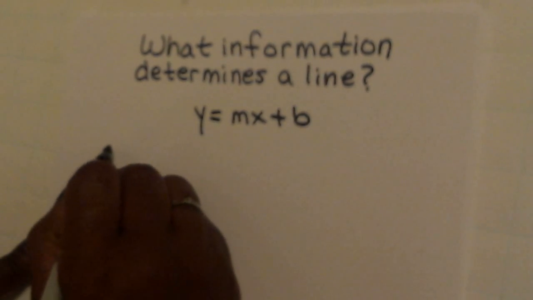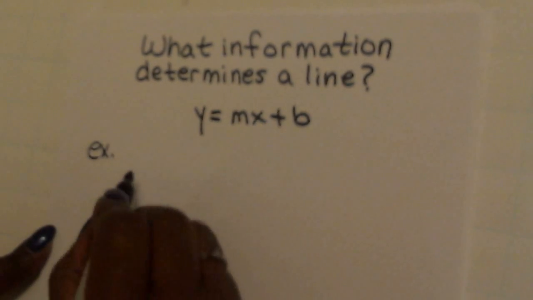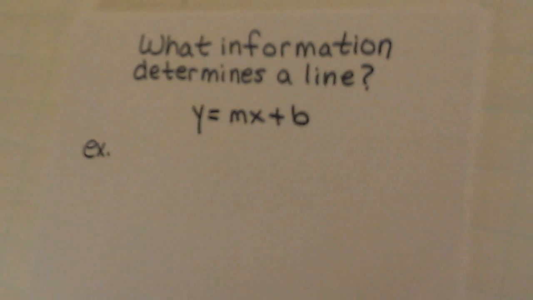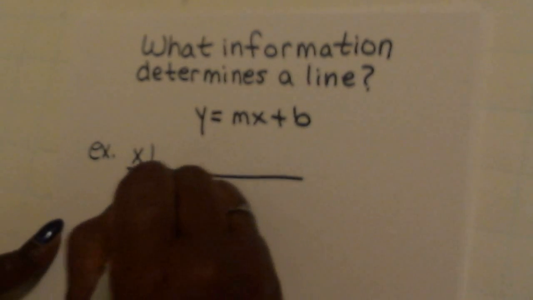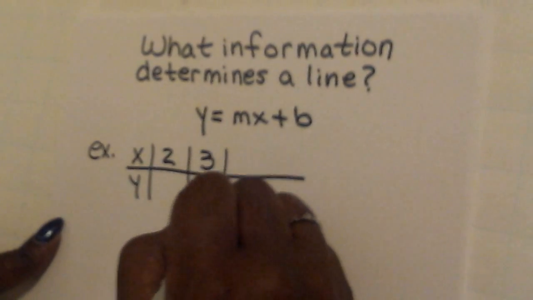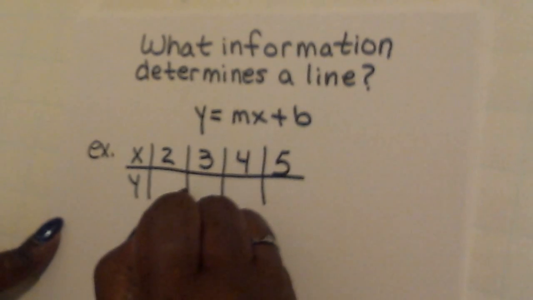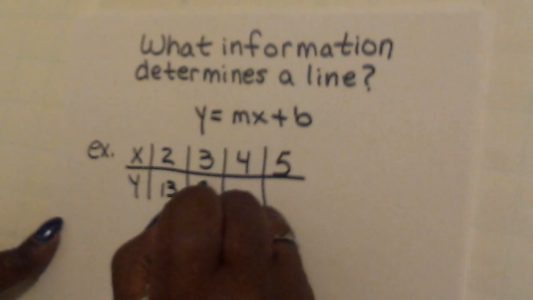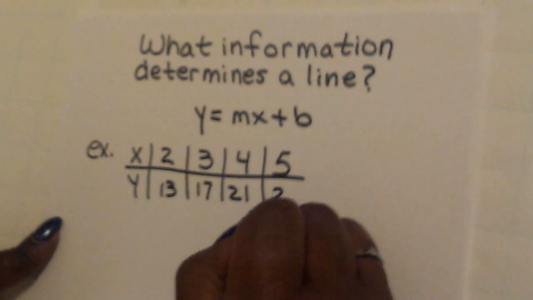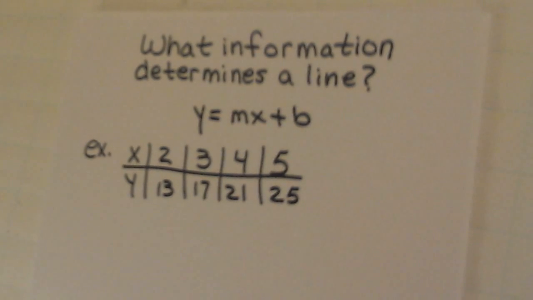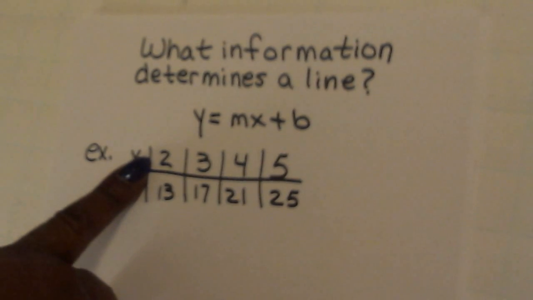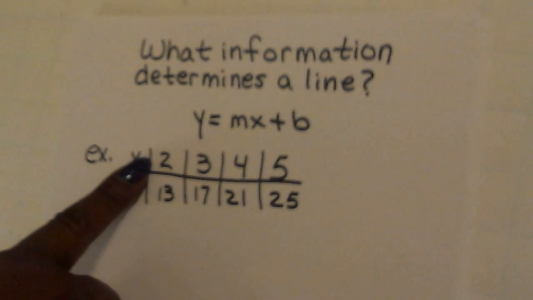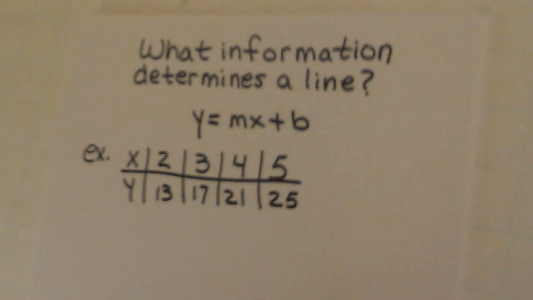So, example 1. We're going to write the equation from a table. So if I was given the table, okay, so here's my table. Now, notice that we don't have x equals 0. So we don't have the starting value or the y-intercept showing in the table. We're going to have to figure out the slope and the y-intercept.